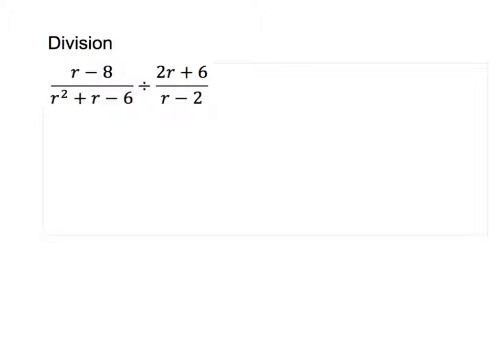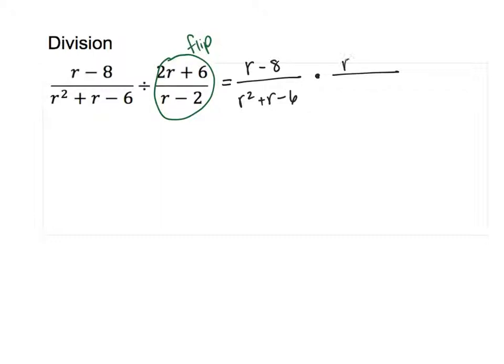Okay, last but not least, for division, remember that if you have two fractions here, or two rational functions, you're going to have to flip the second one, because that's the principle for dividing fractions, is to flip the second fraction and then change the sign to multiplication. So that's what I'm going to do here. We keep the first fraction the same, so I'm going to hold that one still. I change the division sign to a multiplication, and then I flip the second.